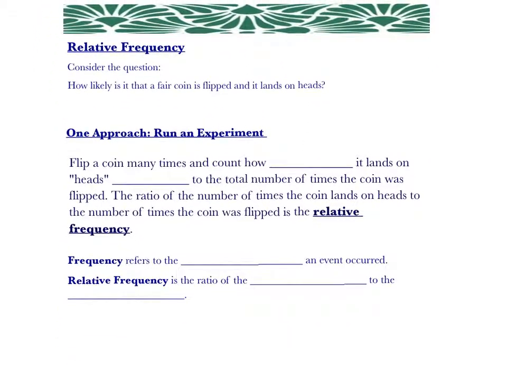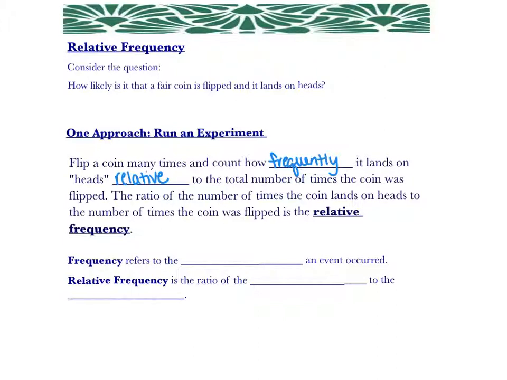First, we're going to start with relative frequency. So consider the question, how likely is it that a fair coin is flipped and it lands on heads? Well, one approach is to run an experiment. You're going to flip a coin many times and count how many times it lands on heads, or how frequently it lands on heads relative to the total number of times the coin was flipped. The ratio of the number of times the coin lands on heads to the number of times the coin was flipped is called the relative frequency.